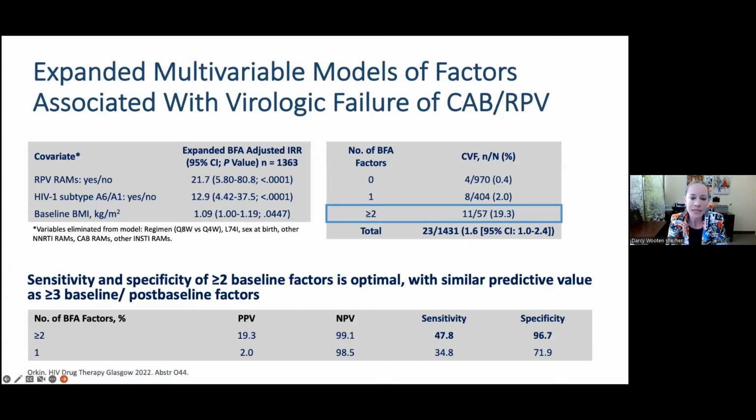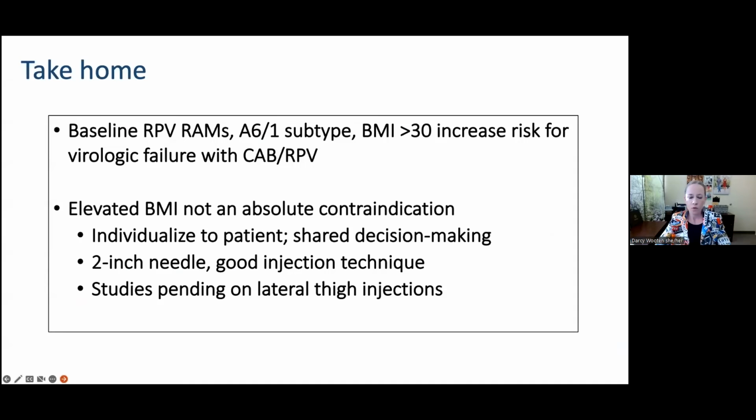This was updated data using an expanded multivariable model. Again, it's not changing anything that we know, but reaffirming that these risk factors do in fact increase risk for virologic failure, with baseline rilpivirine resistance mutations having higher risk compared to elevated BMI. And again, having 2 or more of these risk factors significantly increases the risk. So we know that these risk factors can increase virologic failure with this regimen.